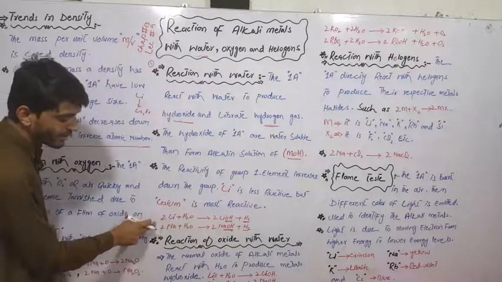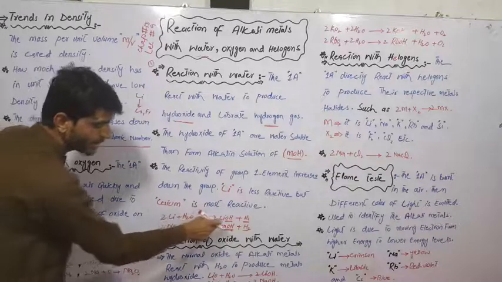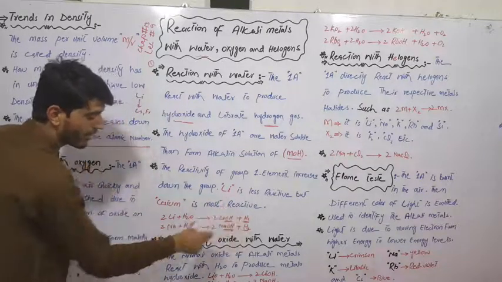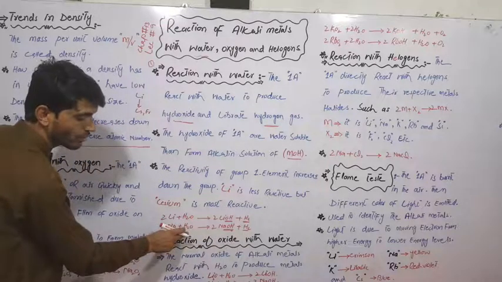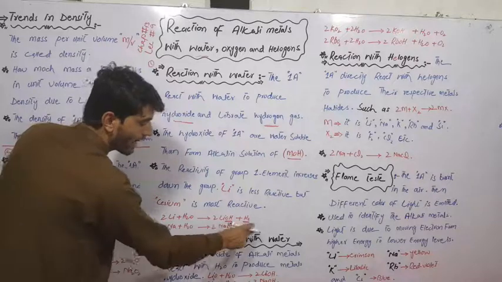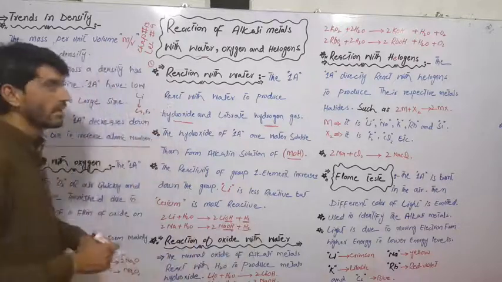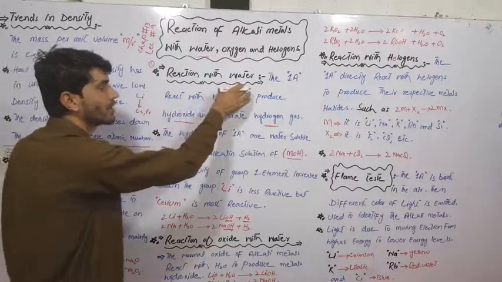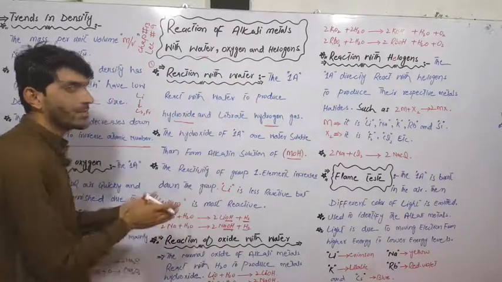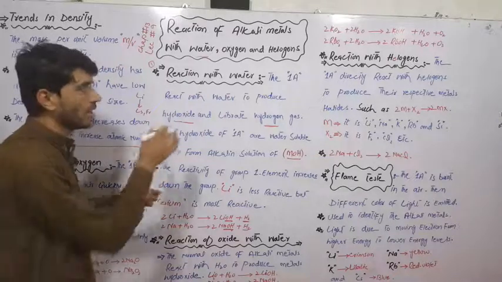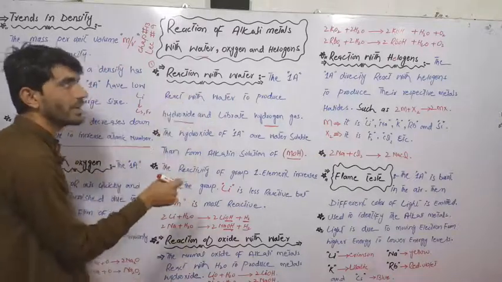Two examples are present here: lithium reacts with water, it produces lithium hydroxide plus hydrogen is released, and sodium also, whenever it reacts with water, its product is sodium hydroxide and it liberates hydrogen gas. So this was the reaction of alkali metals with water, how they react with water. These few points are what we explain with water.